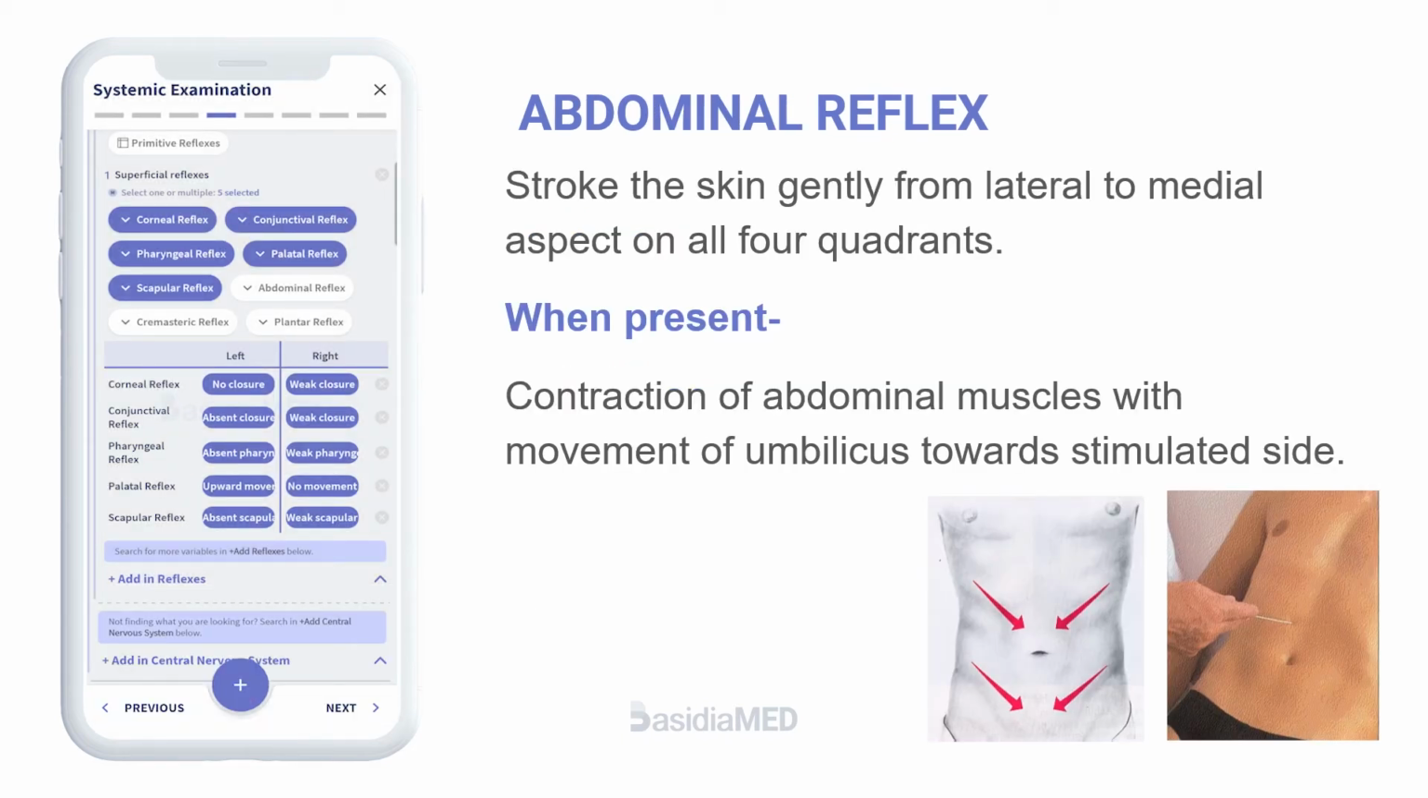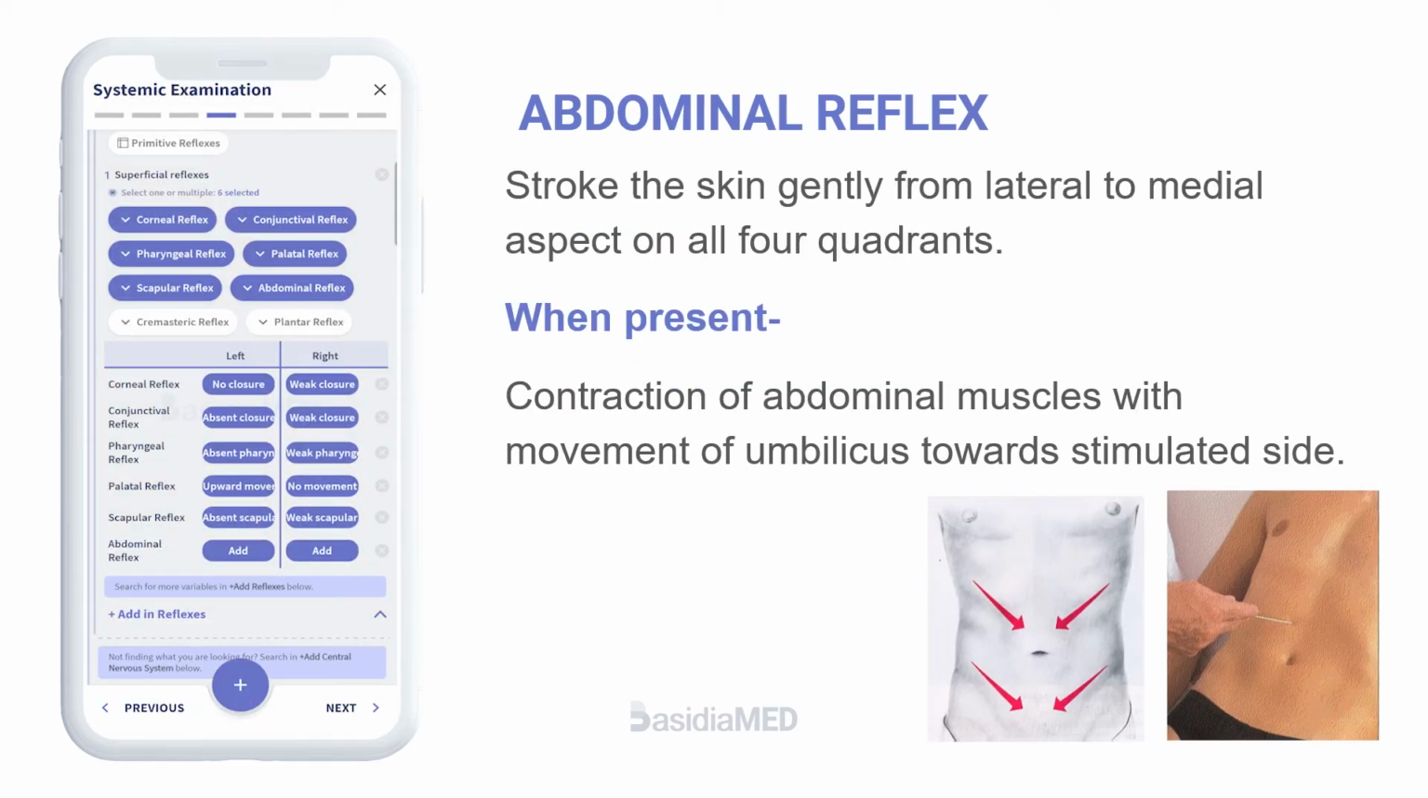Abdominal reflex is used to determine level of central nervous system lesion. To elicit the abdominal reflex, stroke the skin gently, from lateral to medial aspect, on all 4 quadrants. When present, there is contraction of the abdominal muscles and movement of the umbilicus towards the stimulated side.